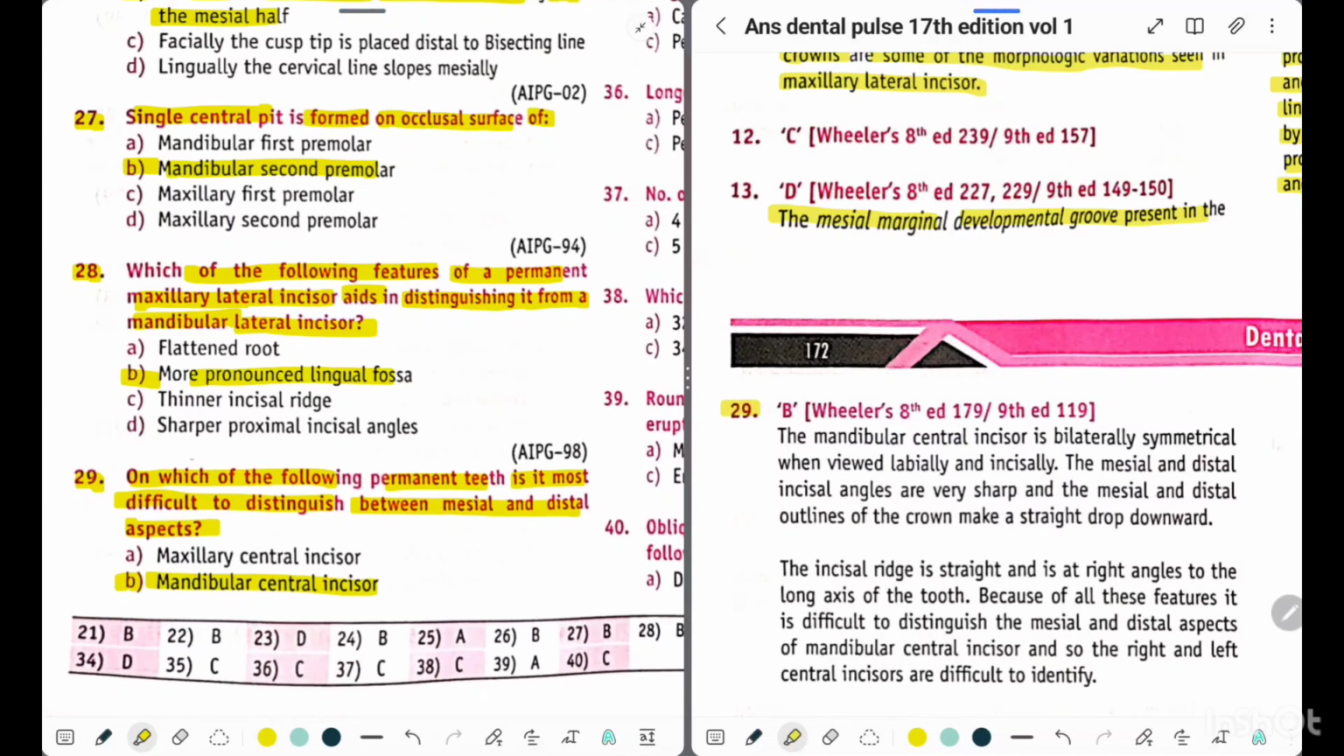Let's see its explanation. The mandibular central incisor is bilaterally symmetrical when viewed labially and incisally. The mesial and distal incisal angles are very sharp, and the mesial and distal outlines of the crowns make a straight drop downwards. The incisal ridge is straight and is at right angle to the long axis of the tooth. Because of all these features, it is difficult to distinguish the mesial and distal aspects of the mandibular central incisor, and so the right and left central incisors are difficult to identify.